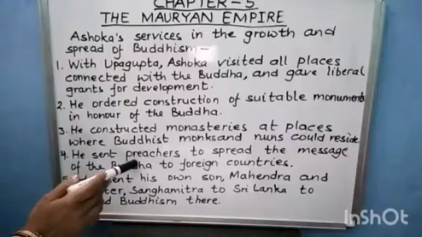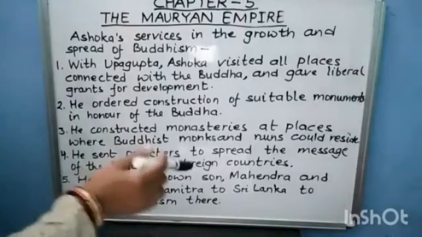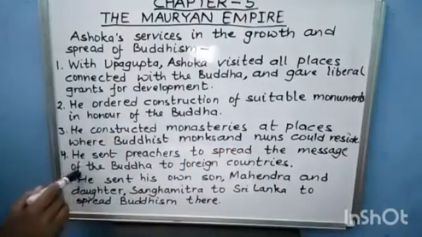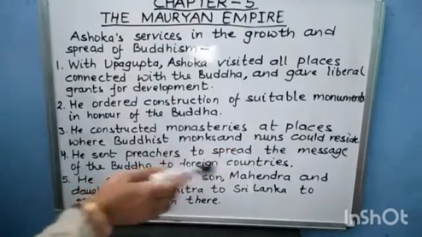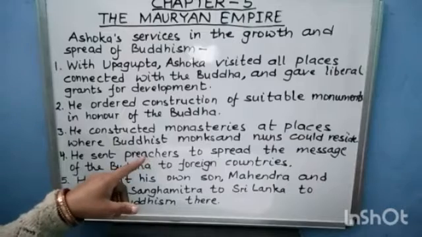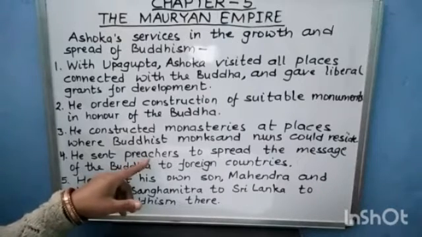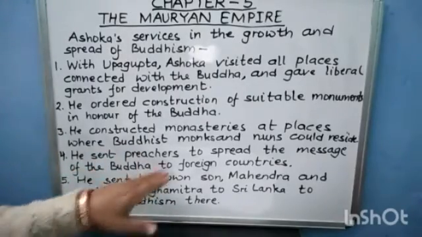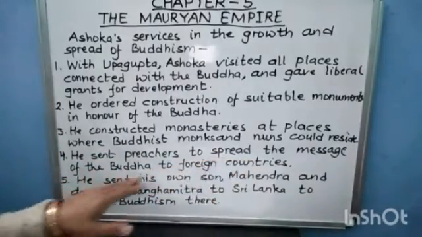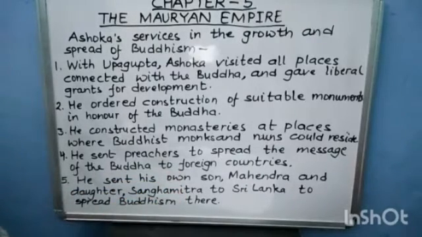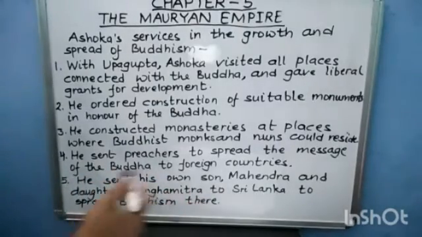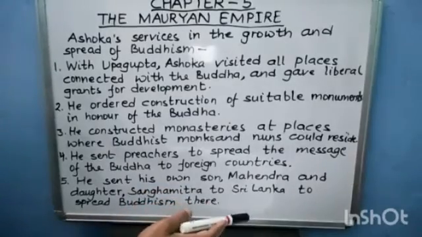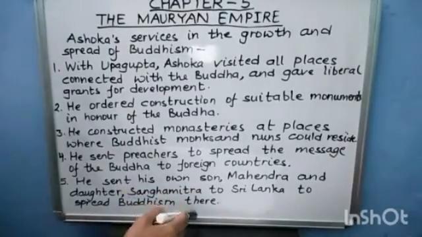He sent preachers to spread the message of the Buddha to foreign countries. People who discuss religious matters publicly are called preachers. He sent preachers to foreign countries like Nepal, Bhutan, Sri Lanka. He sent his own son Mahendra and daughter Samitra to Sri Lanka to spread Buddhism there.